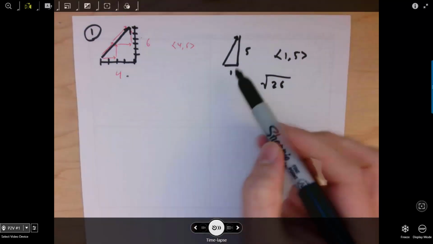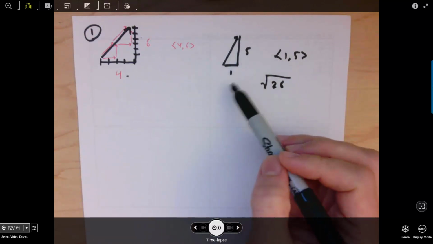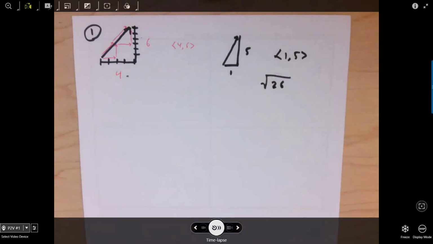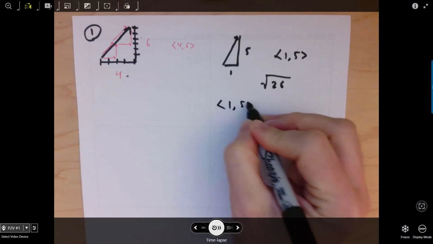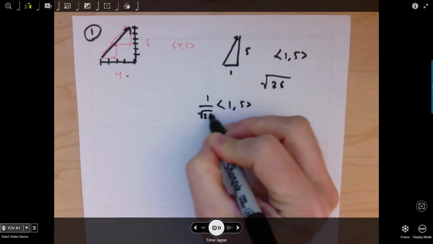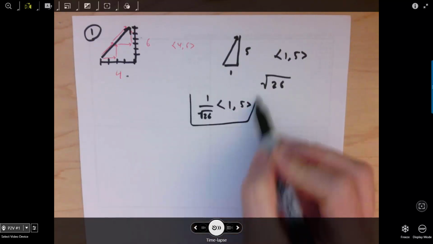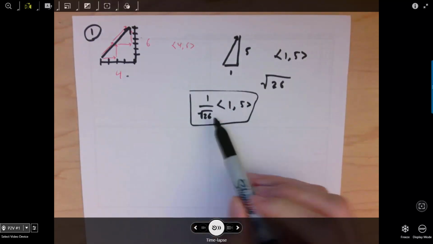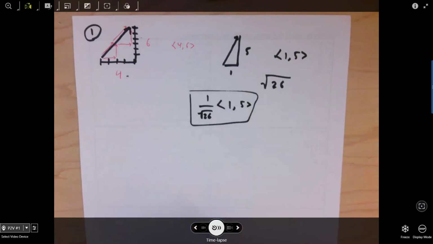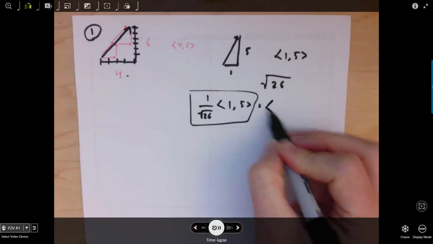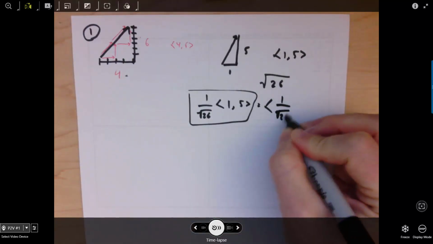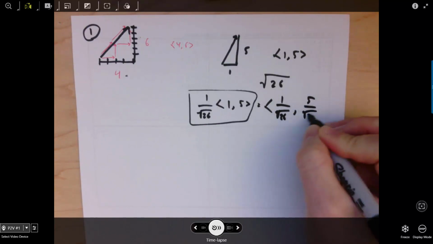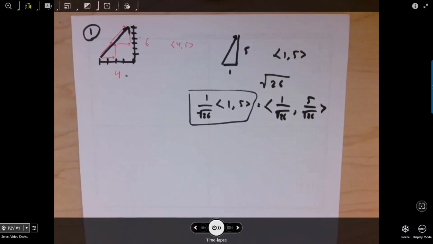So all I need to do is scale each of my directions down, or equivalently my entire vector down by a factor of root 26. That's easily achieved by multiplying on the outside by 1 over root 26. Now this is a new vector that's still pointing in the same direction, but I've scaled it down by that factor. If you wanted to, this is the same thing as distributing this into the two sides: 1 over root 26, 5 over root 26. That would also be okay as an answer.